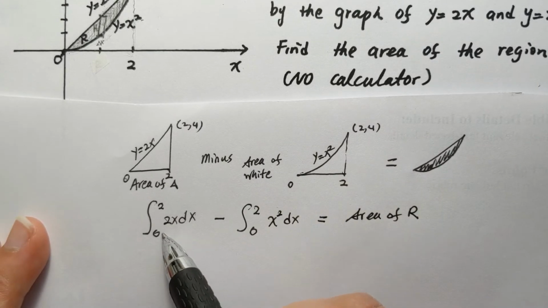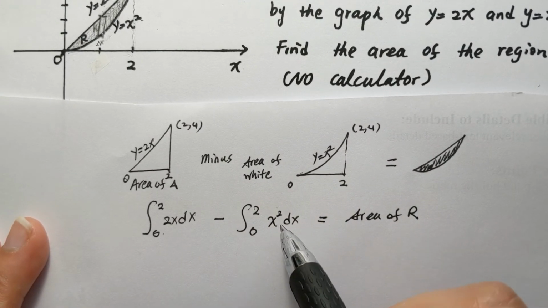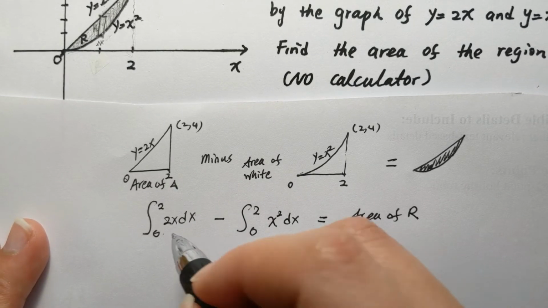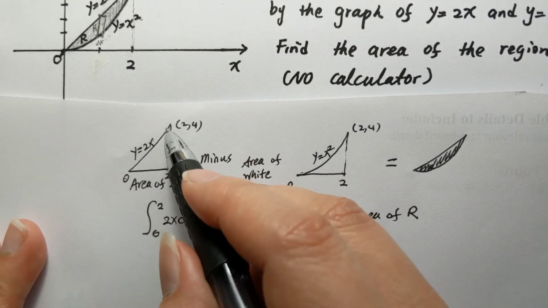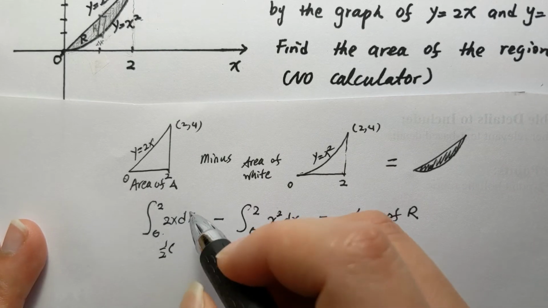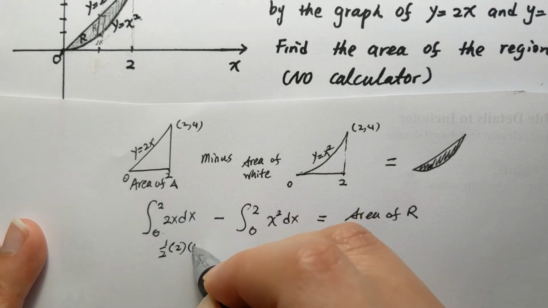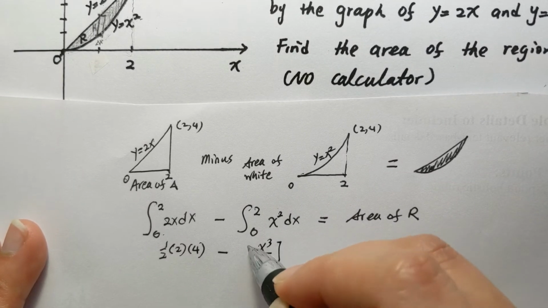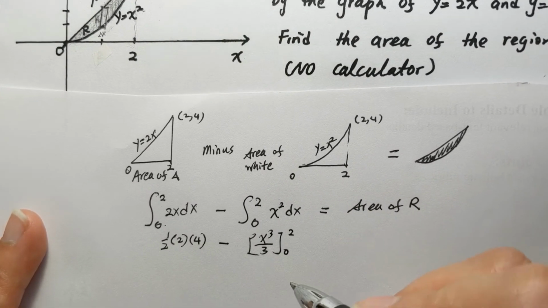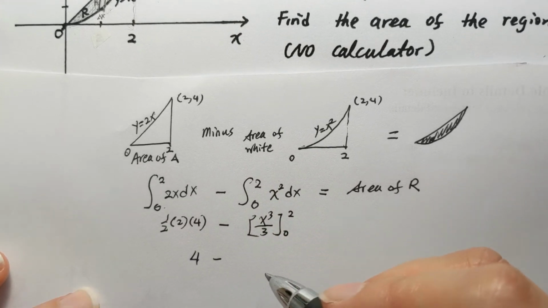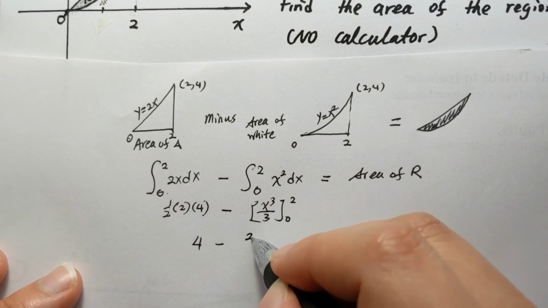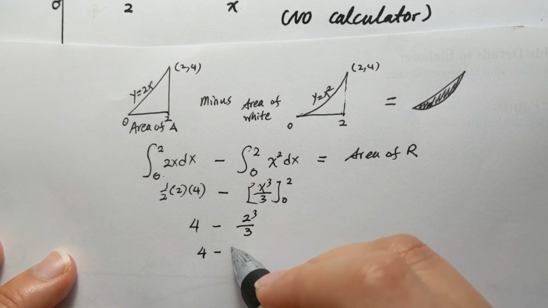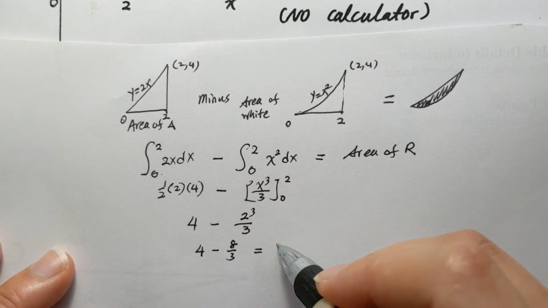So if you look at this, it looks like just the top function minus the bottom function, and you separate into 2 integrals. So for here, the area of the triangle is 1/2 times the base, which is 2, and the height is 4, minus this part, which you're going to integrate. And now we just calculate. So you get 4 minus 2 to the third power over 3, and then you're going to get 4 minus 8 over 3. So you get the same answer.